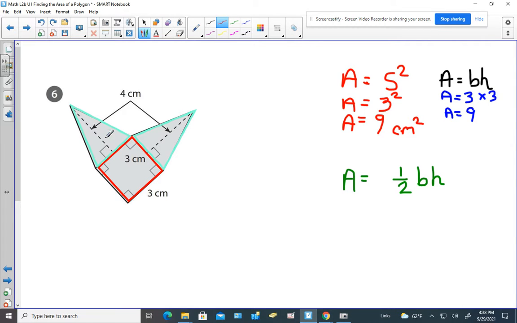Let's talk about the triangles. Now, if we're interested in finding the area of one of the triangles, we would do half of the base. So the base on that, remember all the sides of a square are equal. So if this is 3, wouldn't the opposite side be 3? The base is 3. The height has to be perpendicular to the base, which this line right here represents. So that's 4.